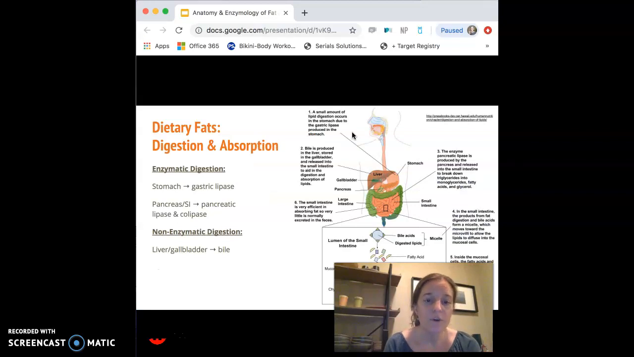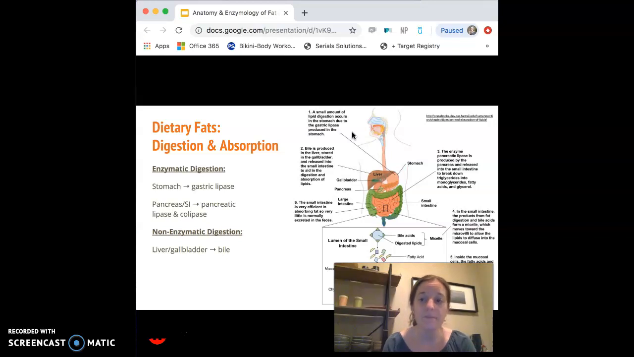So here's an overview of the digestion and absorption of dietary fats. As we can see here in this slide, digestion begins in the stomach with the addition of gastric lipase. Now gastric lipase is an enzyme that will hydrolyze the bonds between the glycerol molecule and the fatty acid, releasing at least one free fatty acid, if not two. So the end product that we get here is either a monoglyceride, occasionally a diglyceride, and then free fatty acids.